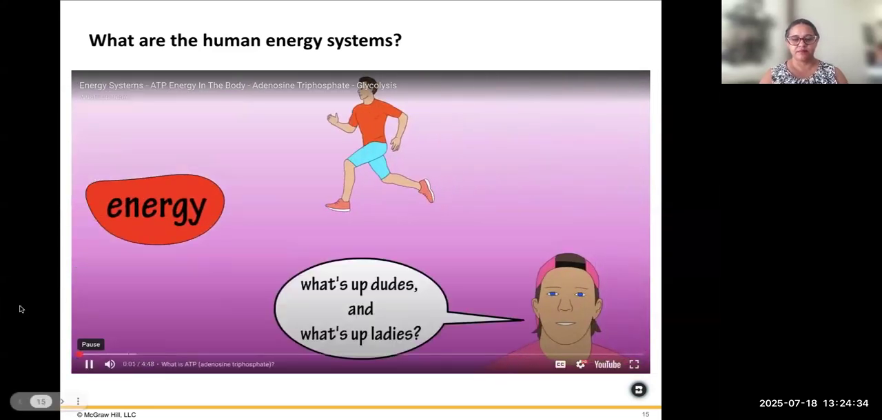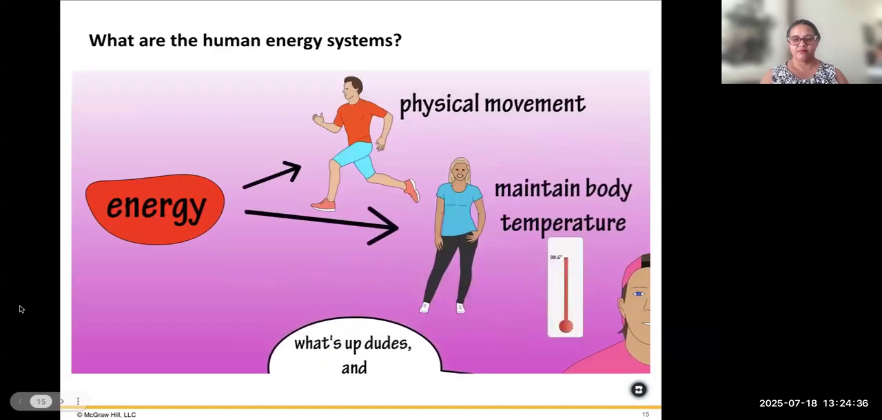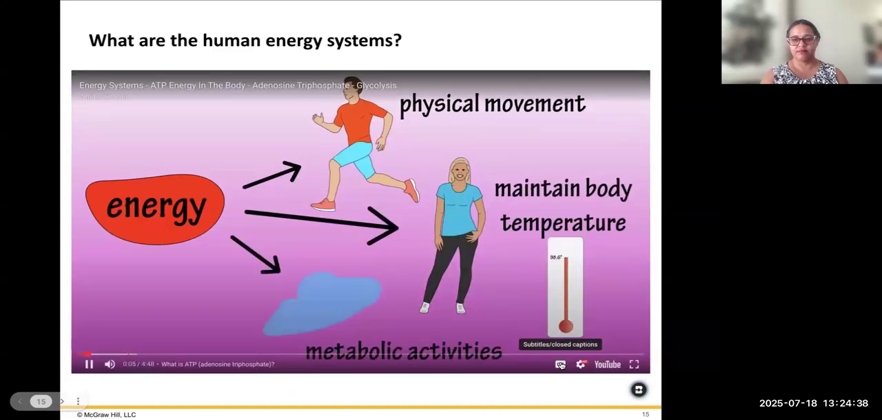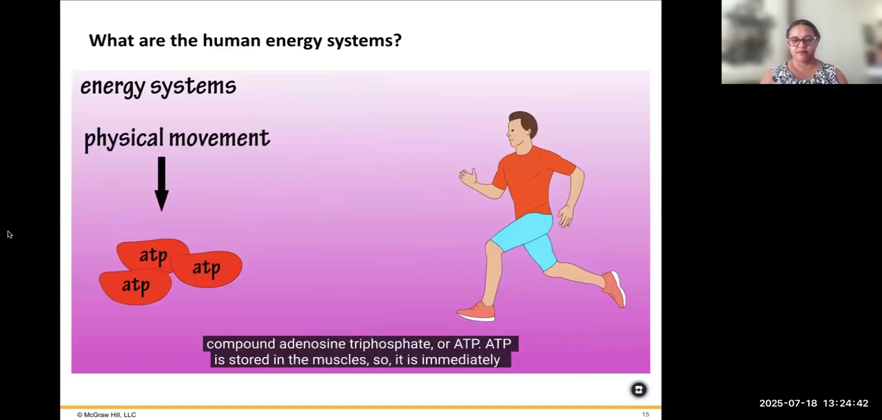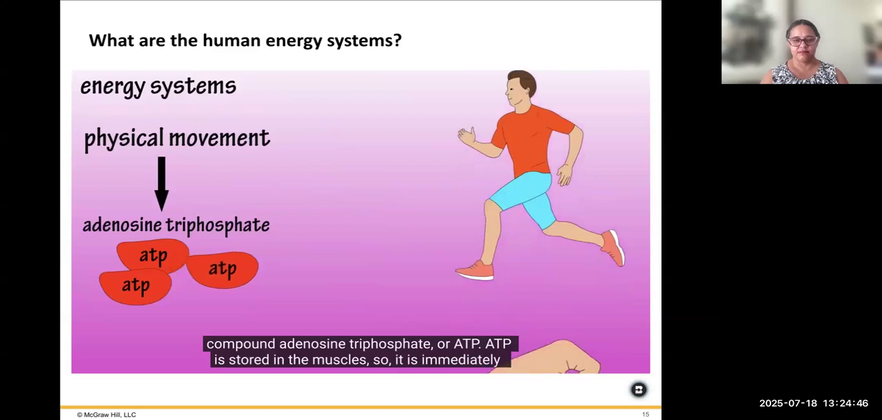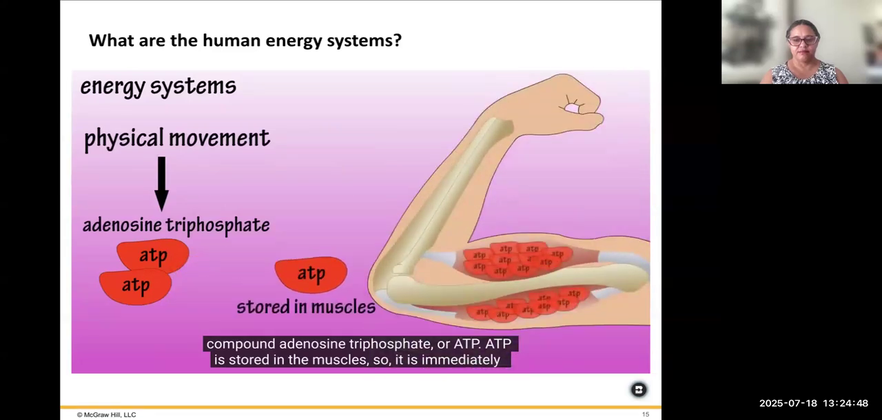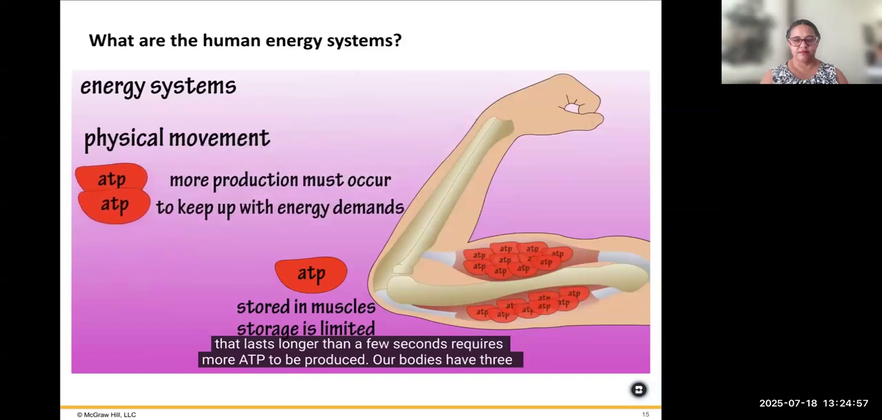Energy is needed to produce physical movement, maintain body temperature, and keep up with all the metabolic activities in the body. In our bodies, all physical movement relies on the compound adenosine triphosphate, or ATP. ATP is stored in the muscles, so it is immediately available to produce movement. However, storage of ATP in the muscles is limited. So any movement that lasts longer than a few seconds requires more ATP to be produced.